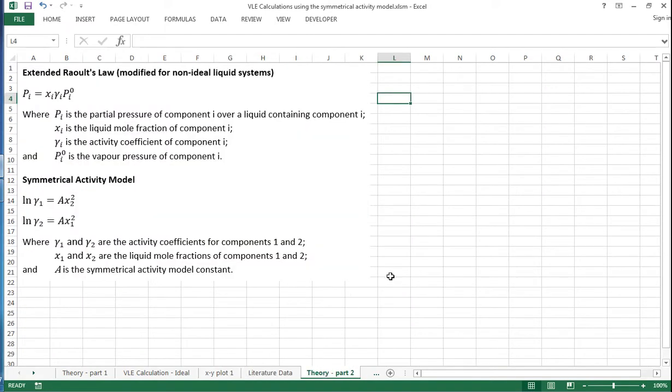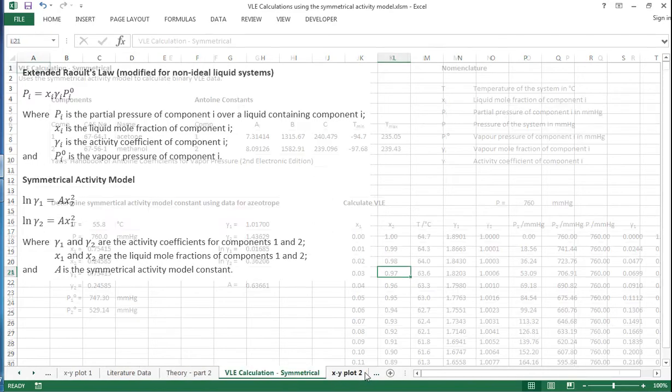So the theory that we need to apply in this case is slightly different. We need to use an extended version of Raoult's law, which has been modified for non-ideal liquid systems. And there's an additional term in the equation now. There's this gamma term, which is the activity coefficient of the component. And we also need a model to tell us what the activity coefficient is going to be for the different components. The very simplest model that we can have is this symmetrical activity model, where the activity coefficients are going to be symmetrical to each other, and the log of the activity coefficient simply equals a constant times the mole fraction squared. So for gamma 1, it's the mole fraction of component 2 squared. For gamma 2, it's the mole fraction of component 1 squared.